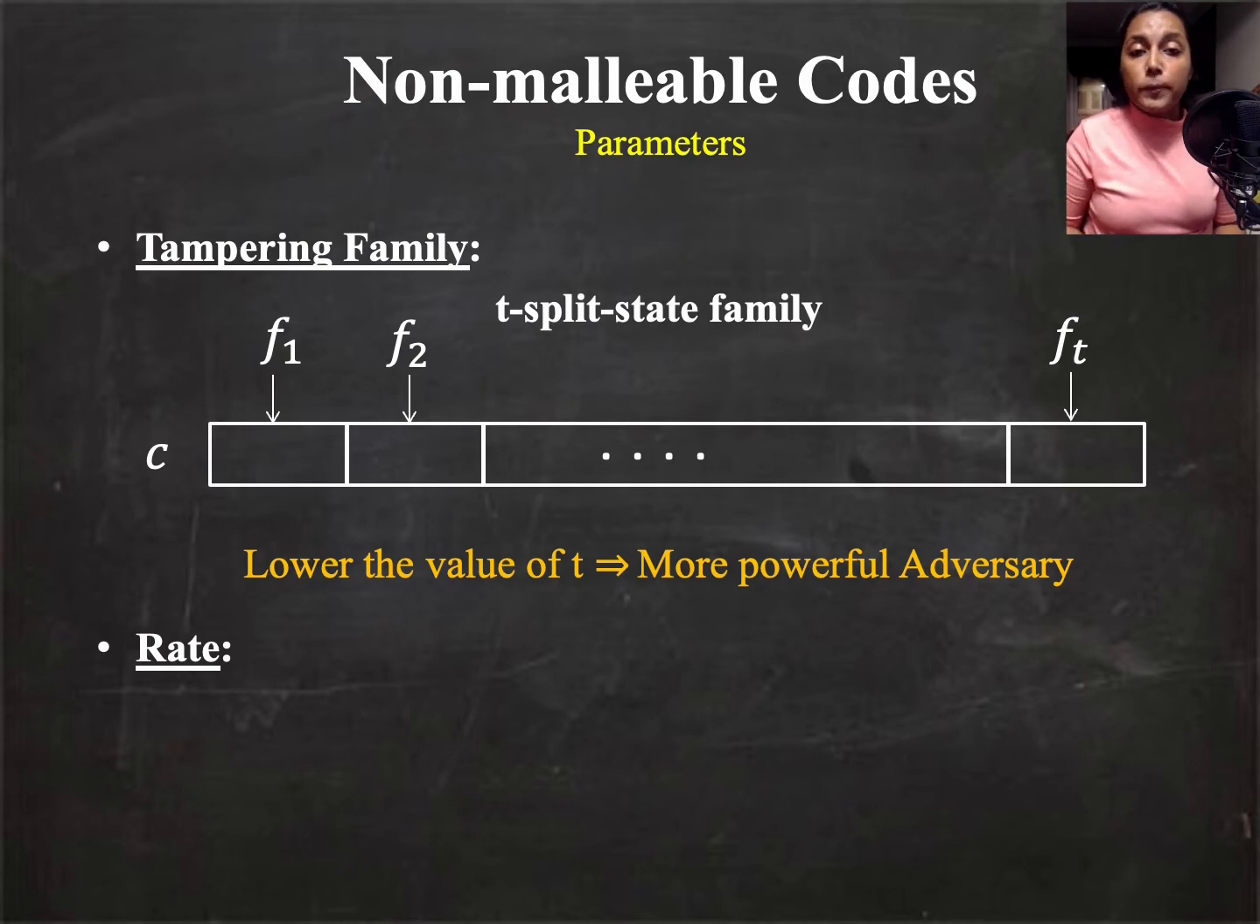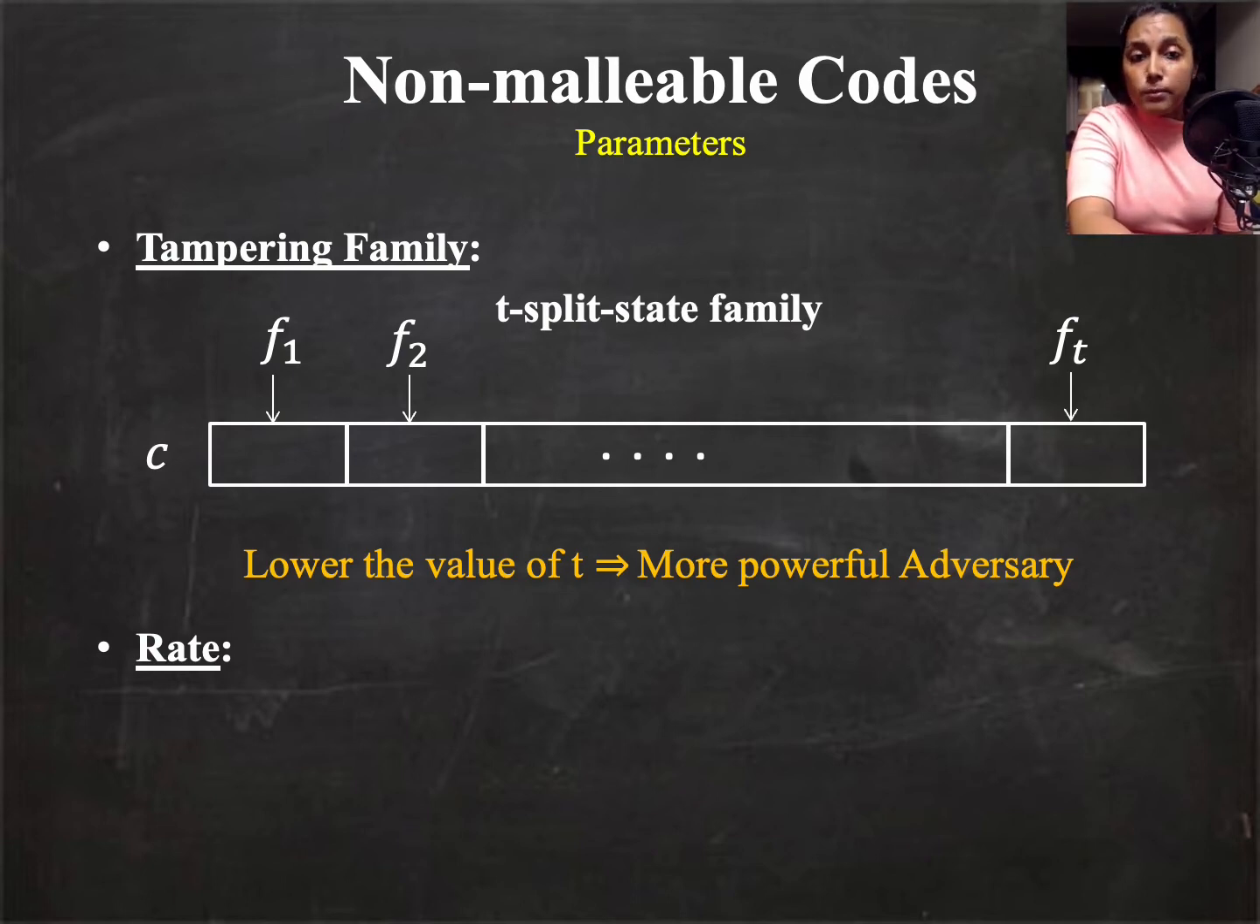The observation to make here is that the lower the value of t is, the more powerful the adversary is. So in other words, the lowest value, t equals 2, which is what we saw the definition for, would mean you're allowing the adversary to arbitrarily tamper half of the code word. And this is the most powerful adversary you can hope for in this realm.